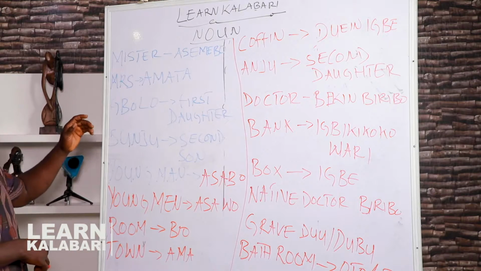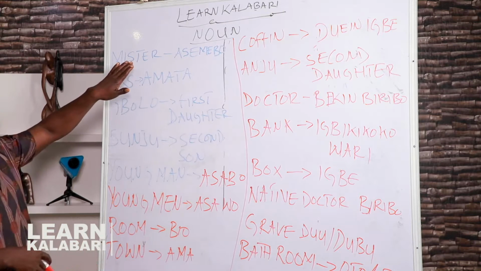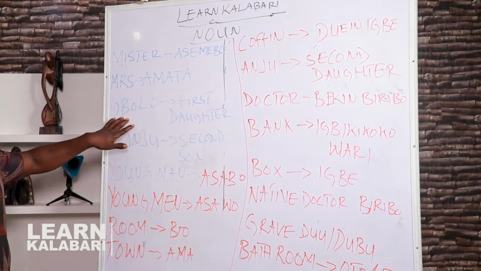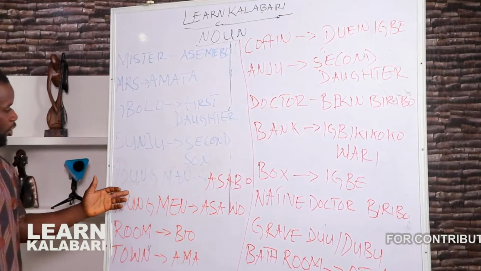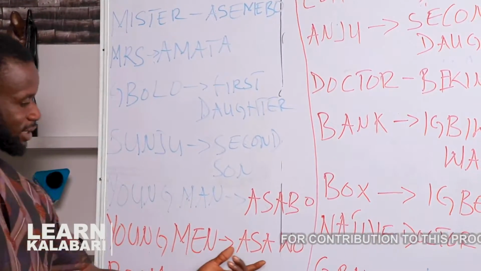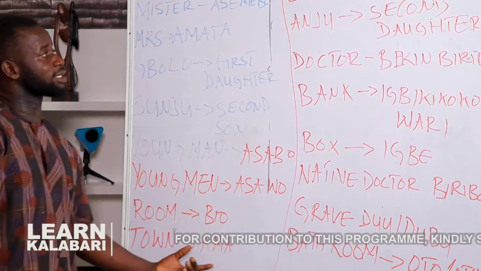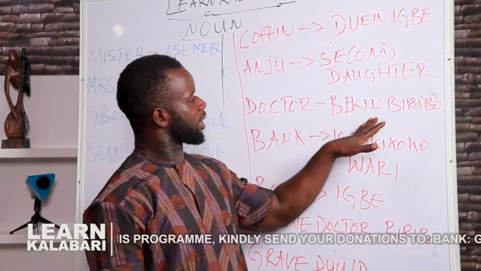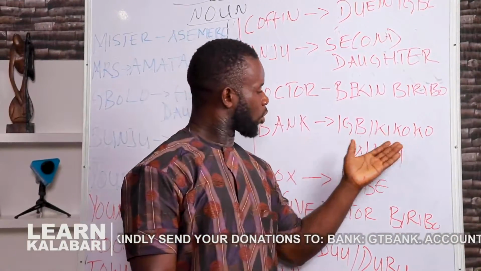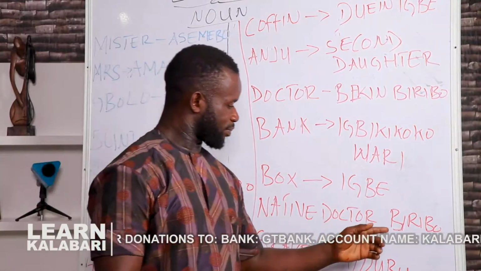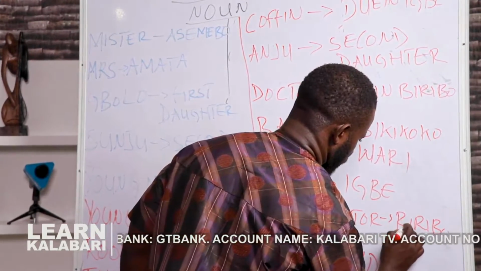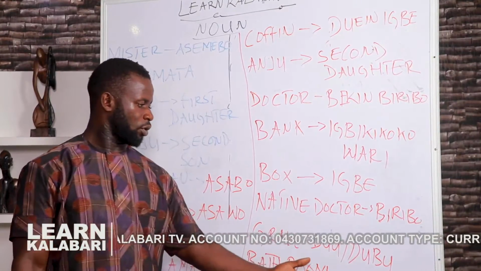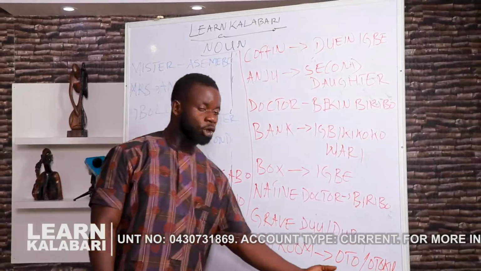We have some other items on the board. Mr. as Asamebo. Mrs. as Amata. Bolo as first daughter. Sunju as second son. Young man as Asabo. Young man as Asawo. Room, Bio. Town as Ama. Coffin as Dwenigbe, Anjo as second daughter, Doctor as Bekimberebo, Bank as Ibigikokoware, Box as Igbe, Native Doctor as Berebo. Grave as Du. Or Dubio means in the grave. Bathroom as Oto or Otoku.